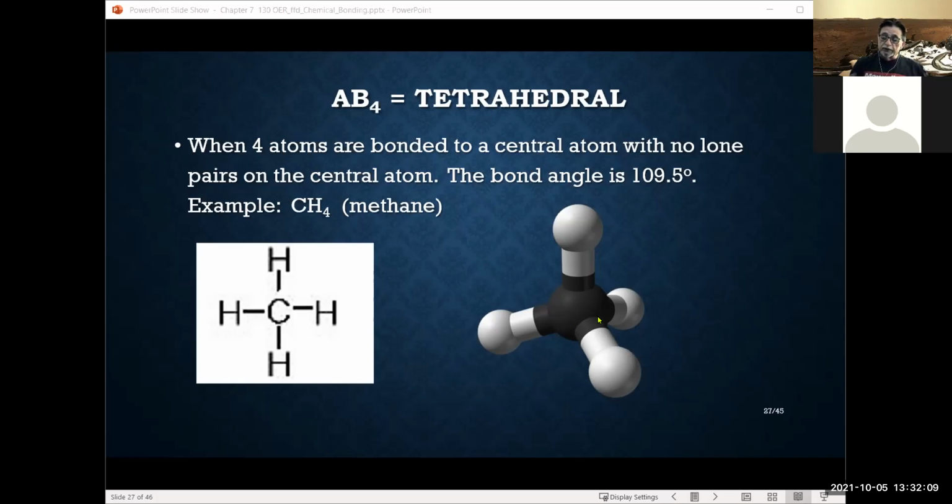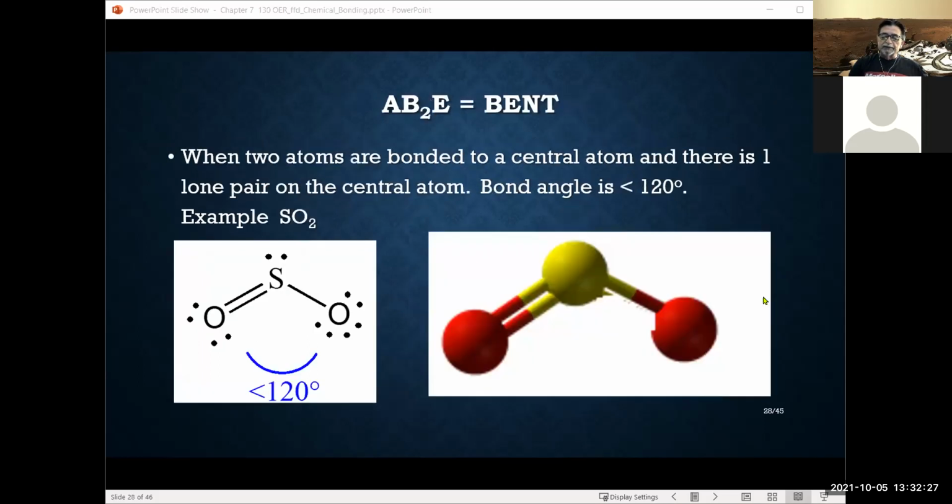The electrons are the optimum distance away from each other, and so we end up with the standard tetrahedral configuration, with that bond angle at 109.5 degrees. All right, another one is the bent, AB2E. We call this the bent.